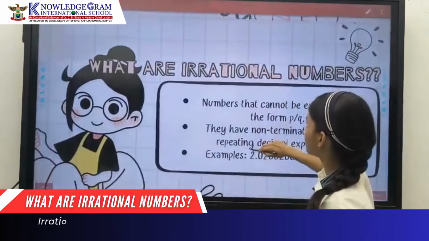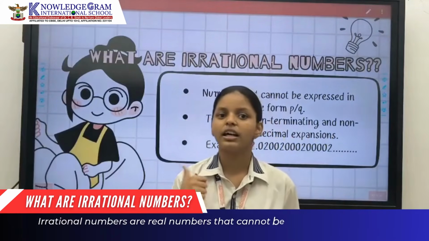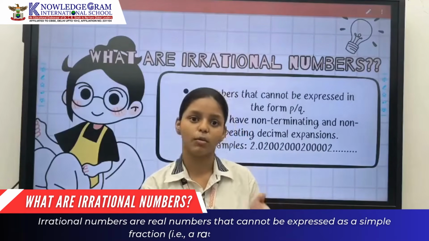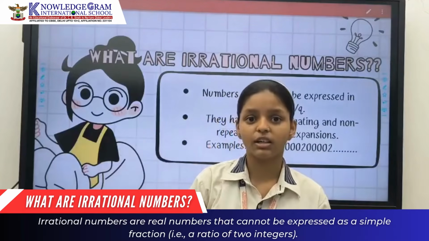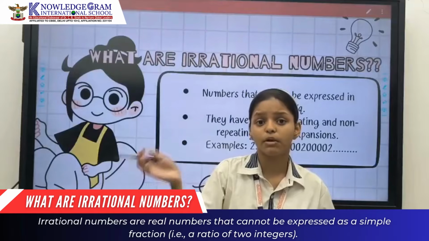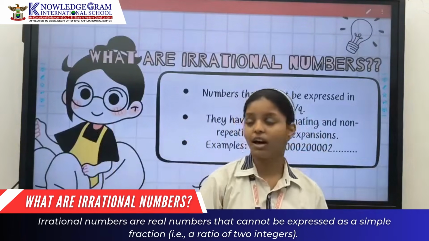Firstly, we'll discuss some basic terms, like what are rational numbers and what are irrational numbers. Irrational numbers are the numbers which cannot be expressed in the form of p by q. Means it will be non-terminating and non-recurring. So an irrational number will go on forever and ever, and they don't repeat also.